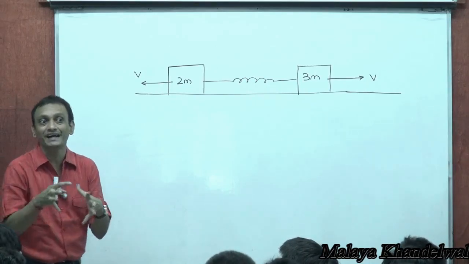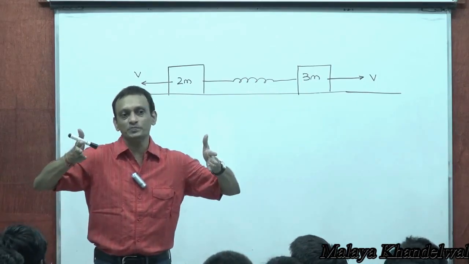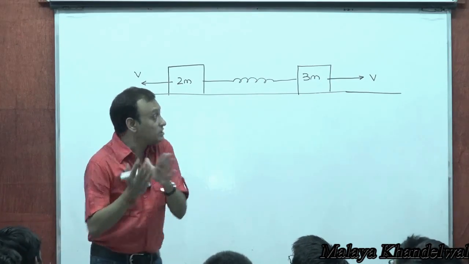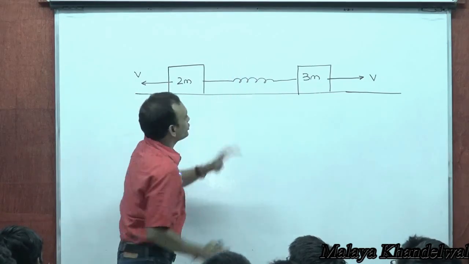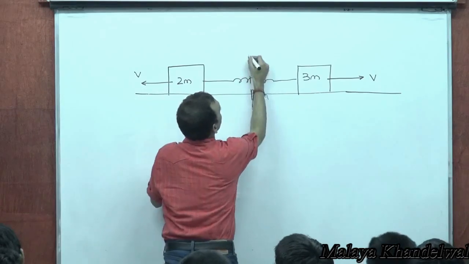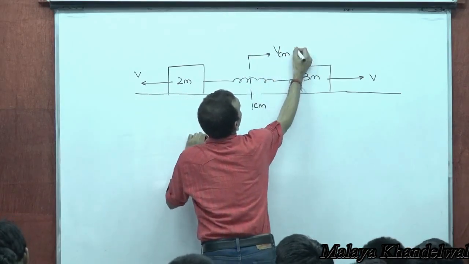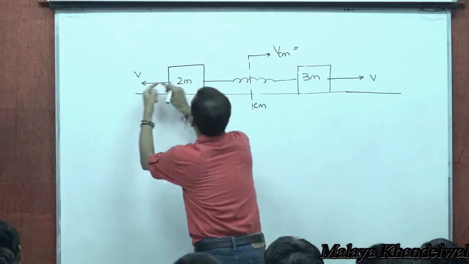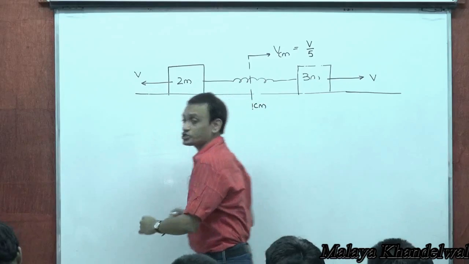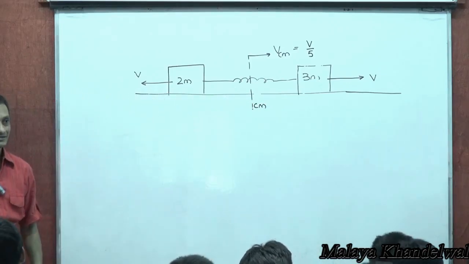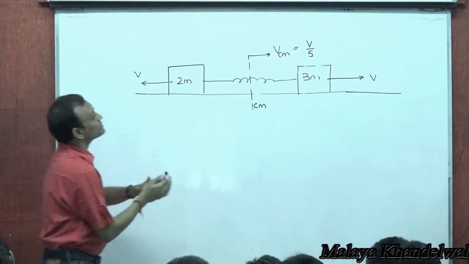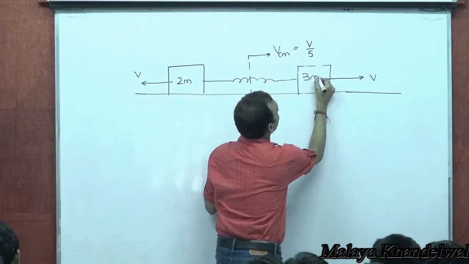This kind of a system is a little different from the earlier system, where when the spring was in its natural state, the center of mass was fixed. In this case, the center of mass is not fixed. Do you realize that the center of mass in this case has a velocity? The velocity of the center of mass in this case is (3mv minus 2mv) by 5m. So v by 5 is the velocity of the center of mass. Do you realize that? This is a system in which the velocity of the center of mass is v by 5.